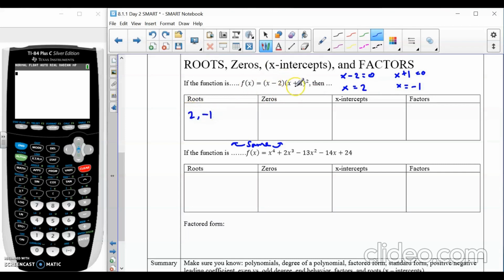Now, something to notice is that this x plus 1 factor has an exponent of 2. So technically, we should name that root twice.